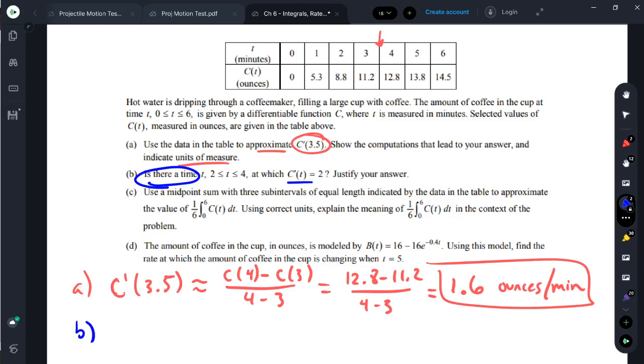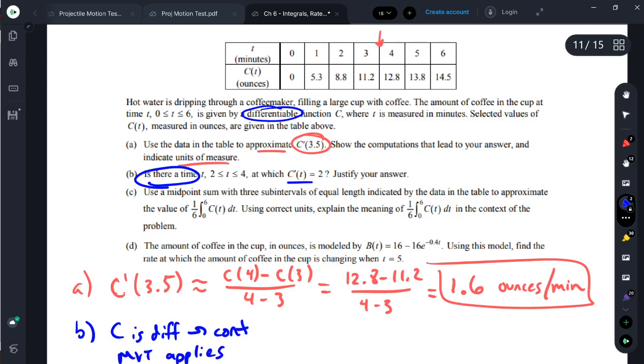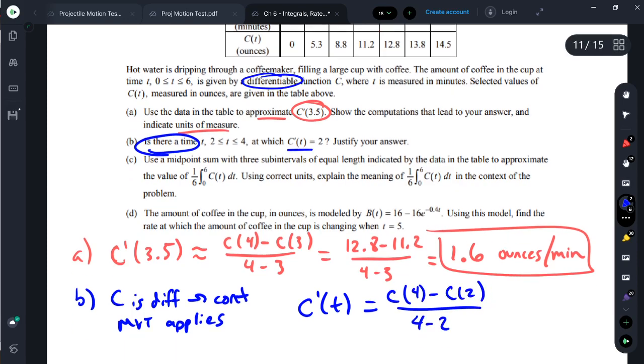So if we come back up here, we see that C is differentiable, so it's also continuous, which means that MVT applies, so we can use it. Now we still have to make sure that it's going to work, but it does apply. So is there a time where C prime of t is equal to 2? Well, what MVT basically says is we're going to set the derivative equal to C of 4 minus C of 2 over 4 minus 2, right? That's what MVT wants. MVT wants a time where the instantaneous rate of change equals the average rate of change.